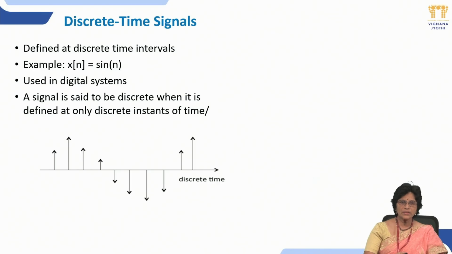Discrete time is derived from a continuous time signal by sampling the continuous time signal. If you sample x of t equal to sin t, you will get x of n equal to sin n. The basic shape of the signal is the same. Whenever your continuous signal is multiplied by the impulse function, whenever both are present, during that time only you will get output. The shape of the signal is the same as your analog or continuous signal.